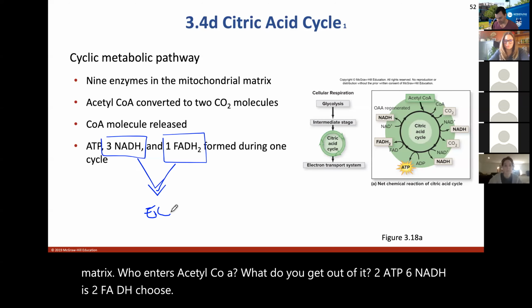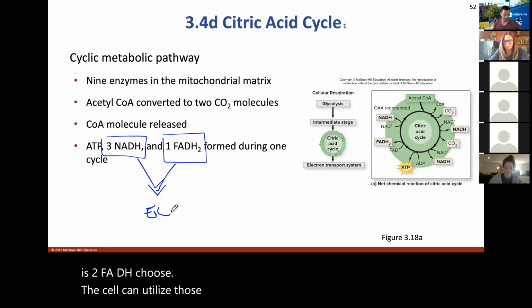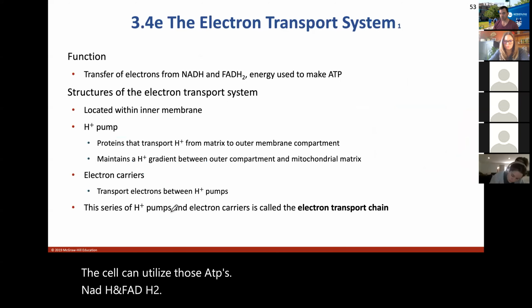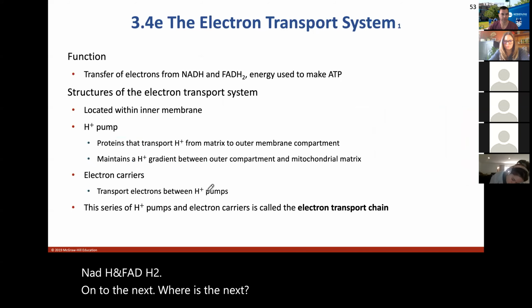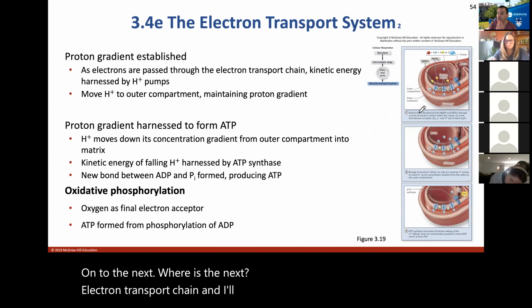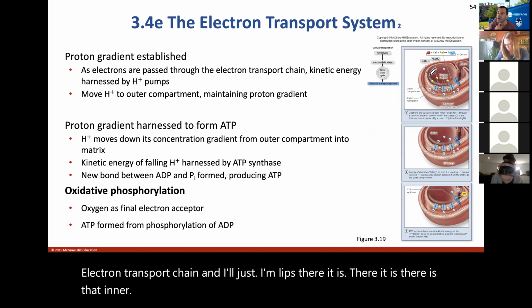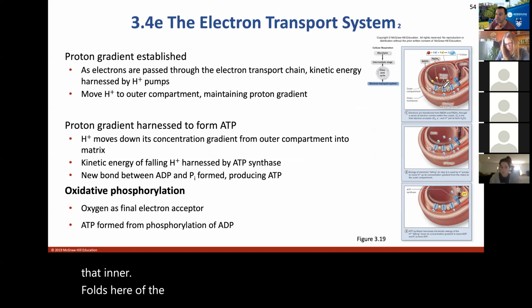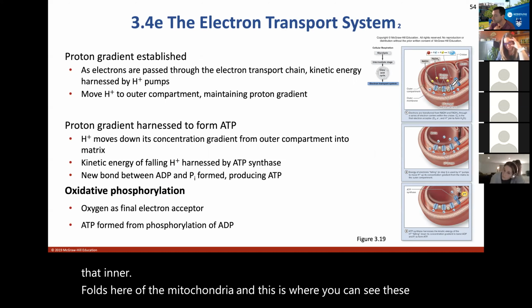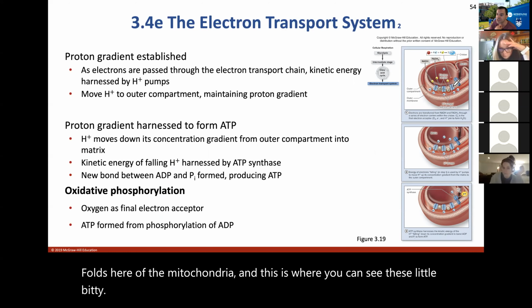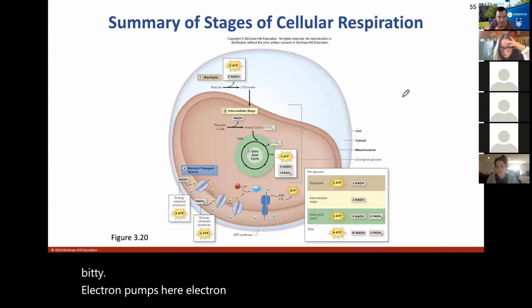The cell can utilize those ATPs, NADH and FADH2 on to the next. Where's the next? The electron transport chain. And whoops, there it is. There's that inner folds here of the mitochondria. And this is where you can see these little bitty electron pumps here, electron carriers. If I go over here, yeah, just a more simplistic view of it right here.